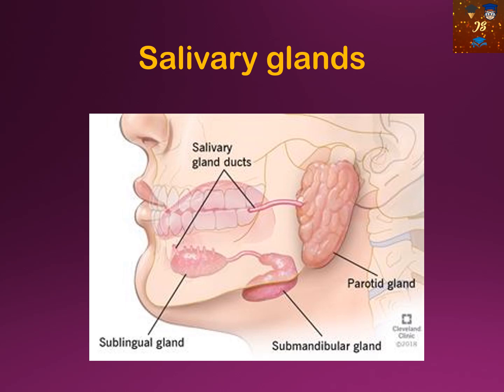Now the salivary glands, which are another most important part of the mouth. There are three pairs of salivary glands. You can see this is the parotid gland, this is the submandibular gland, and this is the sublingual gland. So one pair of parotid gland, one pair of submandibular gland, and one pair of sublingual gland.